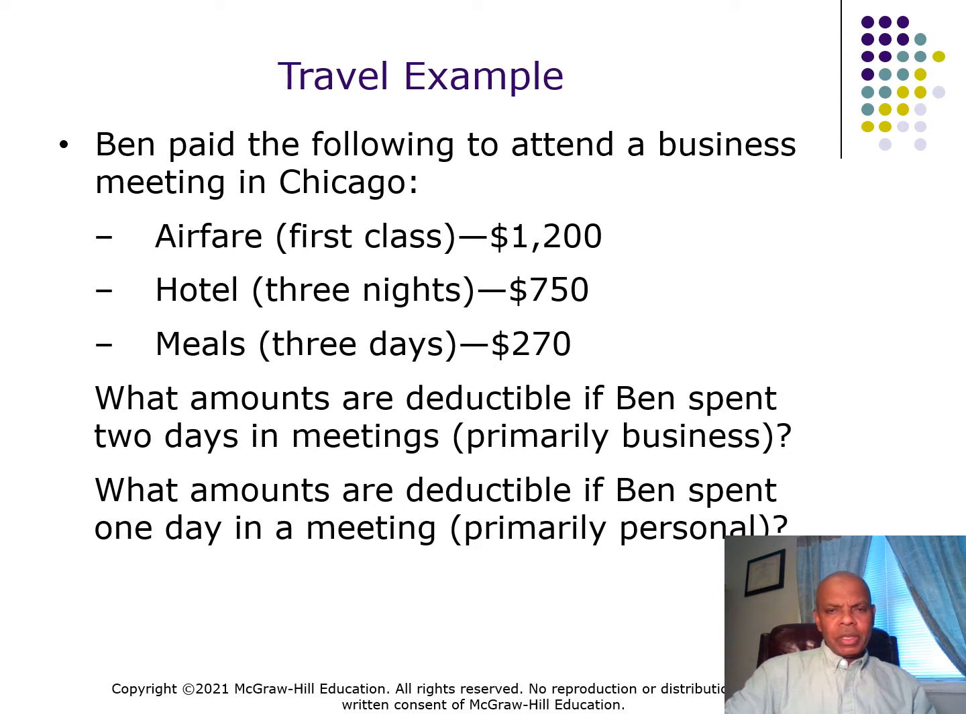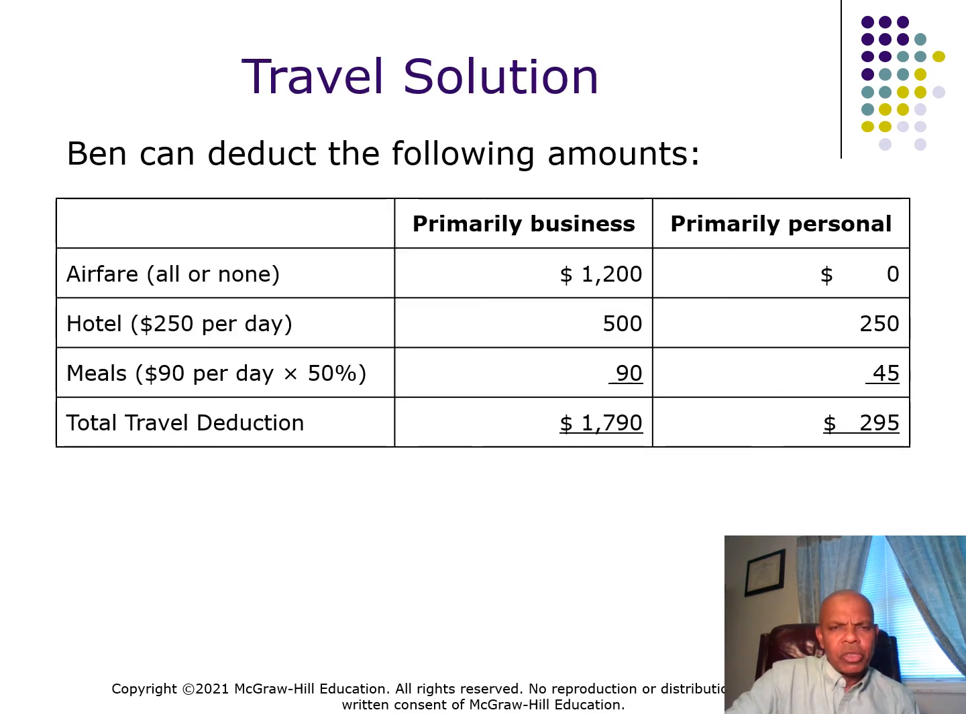So what if the primary purpose is personal? Then the entire airfare is not deductible, right? So everything else has to be allocated a certain way. Let's see what we've got here. Here you go. That's how the allocation is supposed to be done. You can see here you've got $1,200. If it's primarily business, $1,200 is deductible. But if it's primarily personal, there's no airfare deductible.